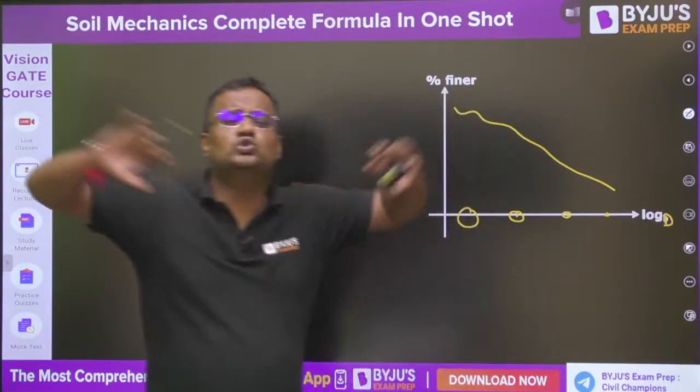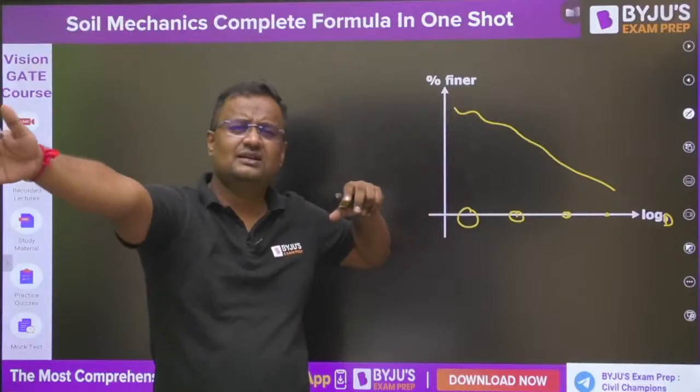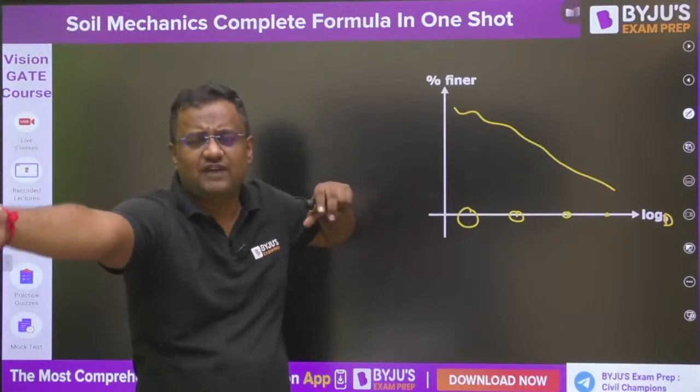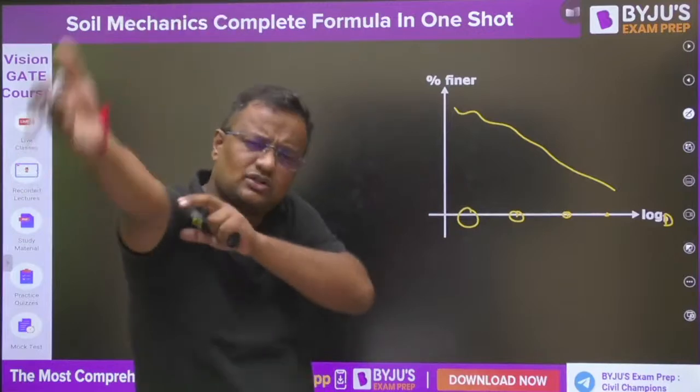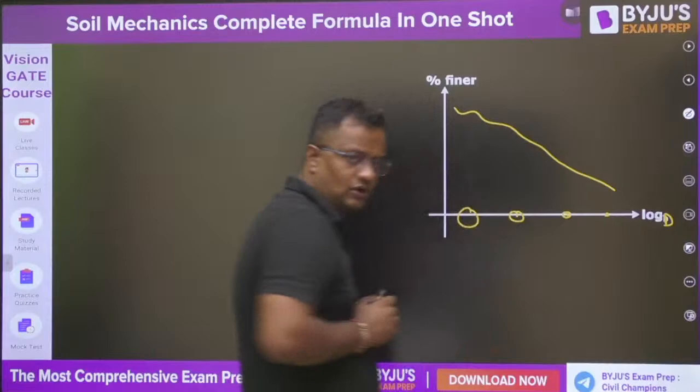Because diameter has a huge variation. 80 mm for gravel, and for sand it is going up to 0.075 mm. Then for clay it is less than 0.002 mm. So very huge variation. So that huge variation will be coming in log scale only.